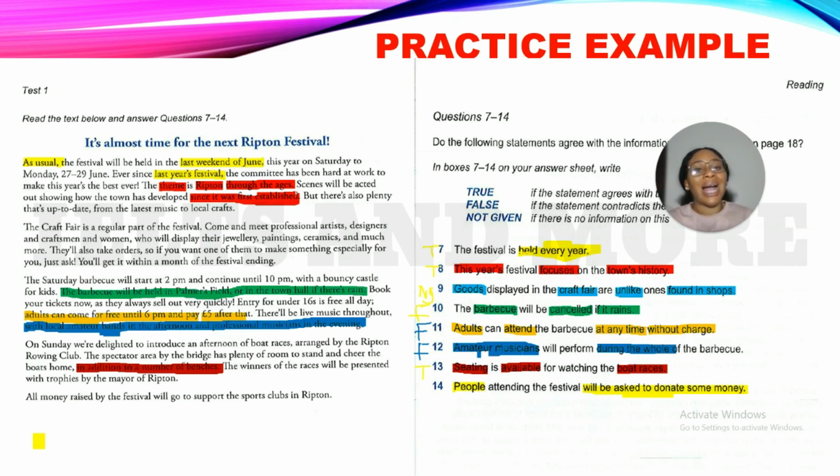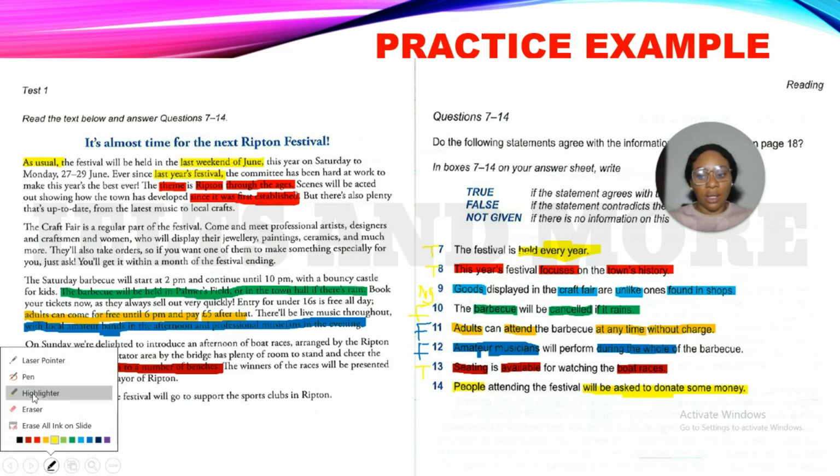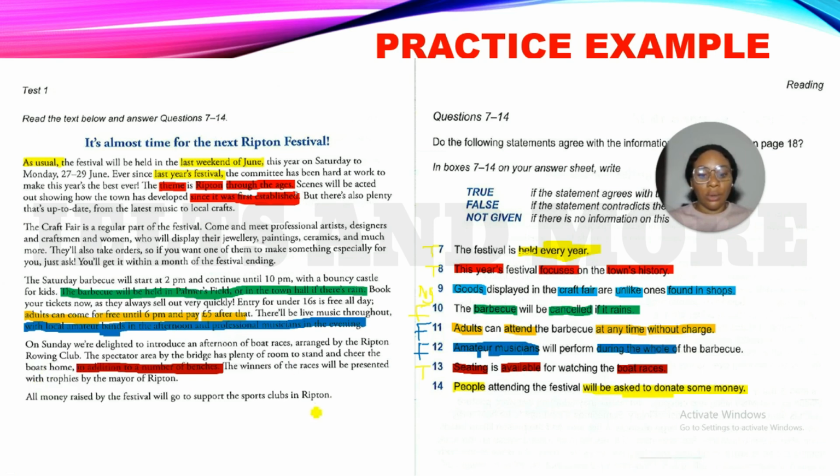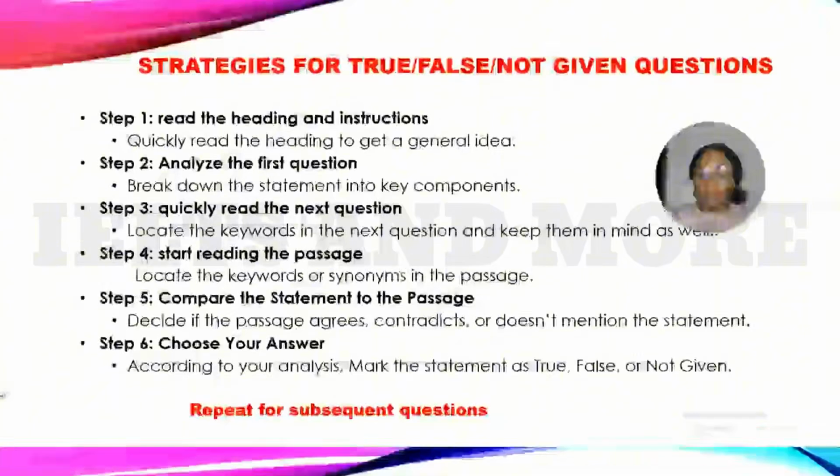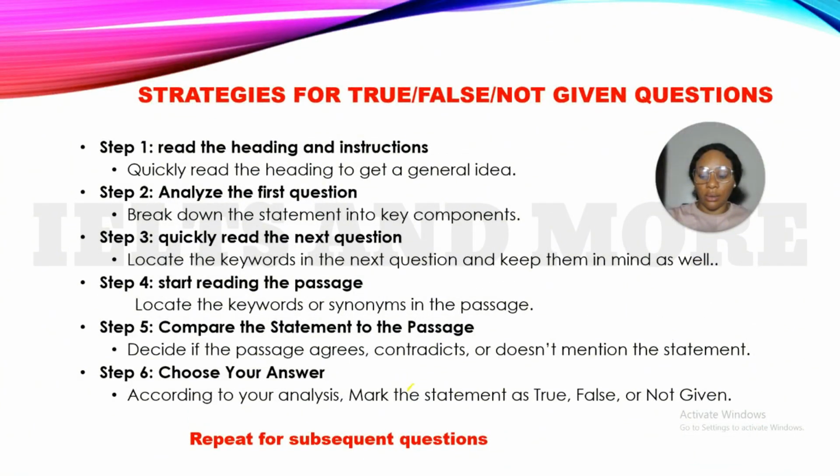So the point is that all money raised by the festival will go to support the sports club in Ripton. It doesn't mean people will be asked to donate money. They did not tell us that people will be asked to donate money. That information is nowhere to be found. Okay? So that means number 14 is not given, because the information about asking people to donate money is not there.